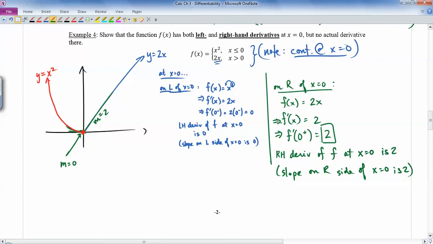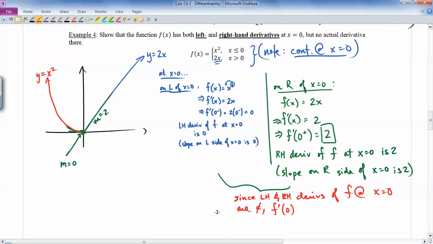Well, that means that the slope right at 0 is undefined, right? Because on the left side of 0, it's 0. On the right side of 0, it's 2. So it suddenly changes. So what we would say is, since the left-hand and right-hand derivatives of f at x equals 0 are not equal, f prime 0 does not exist. So f is not differentiable at x equals 0.